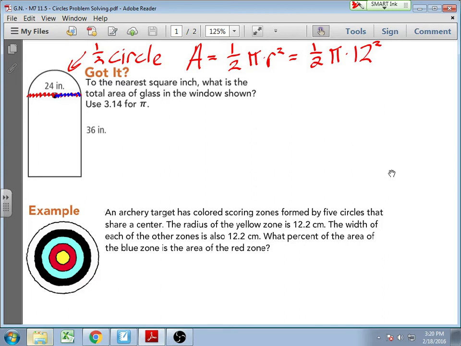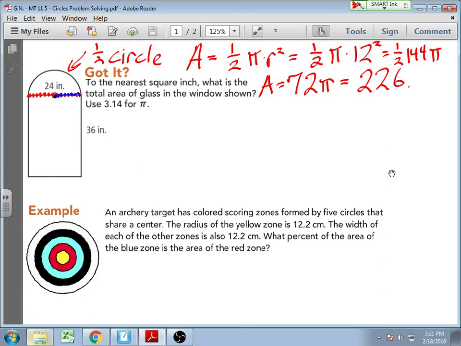So then, what is 12 squared? That's one that we need to learn. 12 squared is 144. So this becomes half of 144 pi, or half of 144 is 72. So that becomes 72 pi. And when I plug in 3.14, the area of the half circle becomes 226.08. So I did it right.